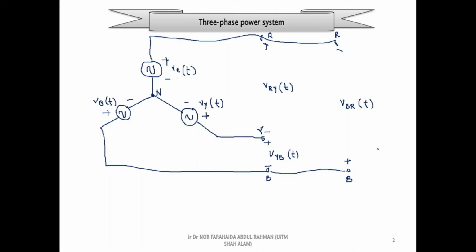In this video, we will discuss three-phase uncontrolled rectifiers with resistive loads. Before we focus on the rectifiers, let's do some revision related to the three-phase power system.